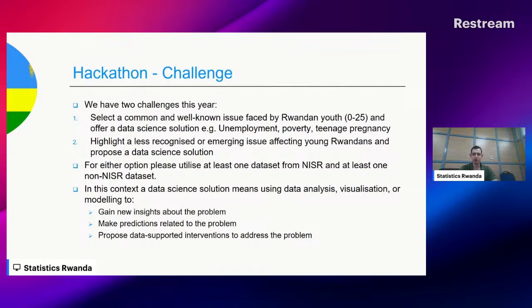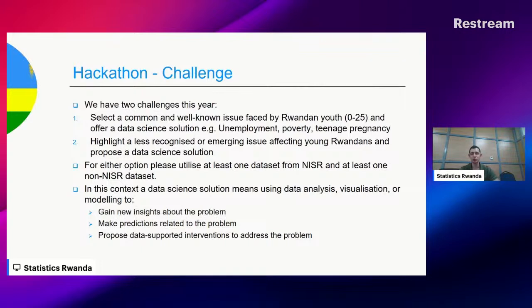So to go into a little bit more detail about the two challenges, and I think this can also be refined in some of the questions later on if it's not clear enough, for the first challenge, we expect you to be much more focused on the solution aspect of the challenge. Because, for example, unemployment is quite a well-known issue about Rwandan youth, we are much more interested in your ability to provide a good solution to this problem.